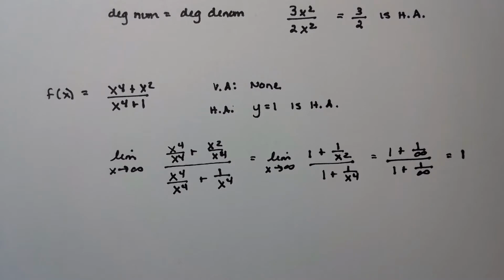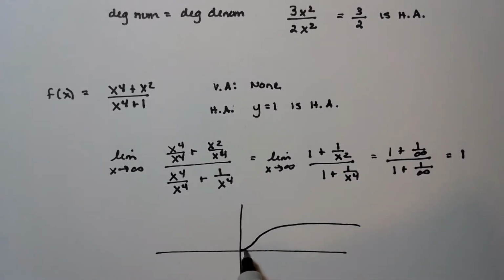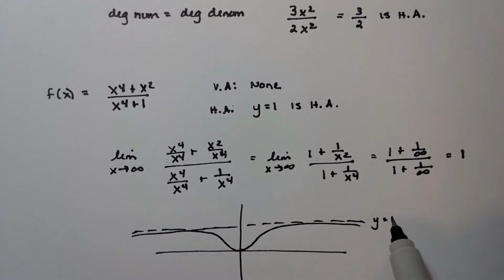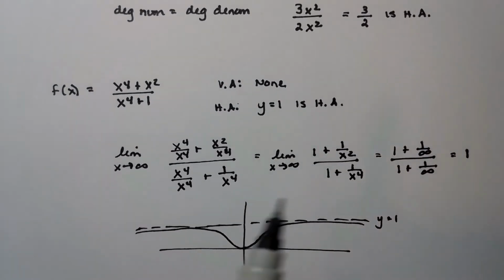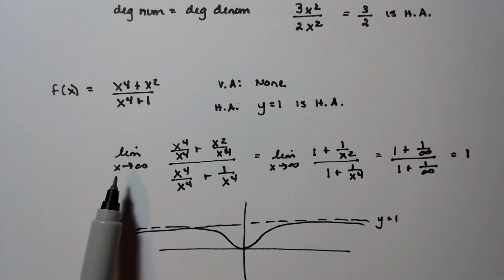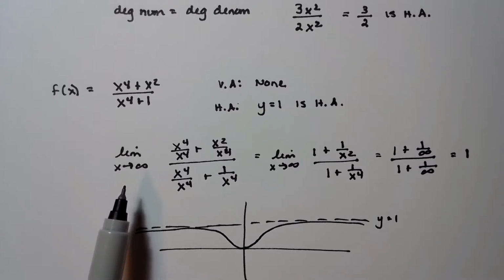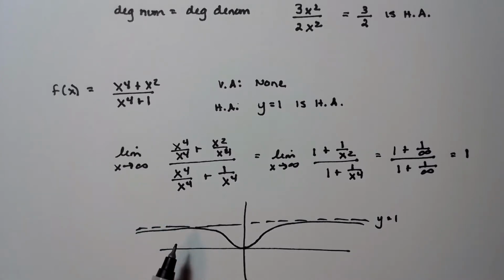Okay. Now, by the way, this graph, I'm just going to make a quick little sketch of this graph. I'm just copying this from the book, but it looks something like this. And this is 1 here. There's your horizontal asymptote at y is equal to 1. What I did was I took the limit as we're approaching positive infinity. However, I also need to check it out when it approaches negative infinity.